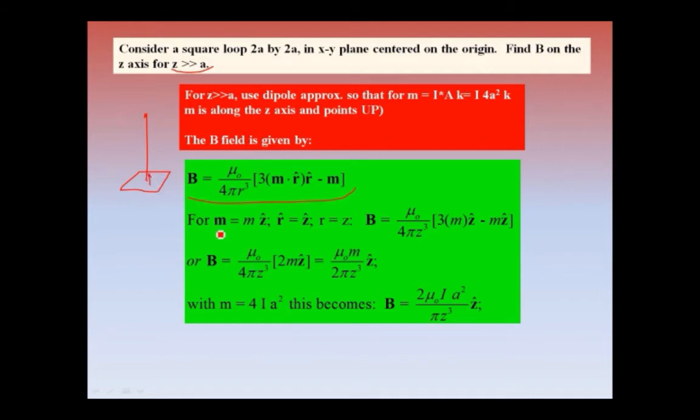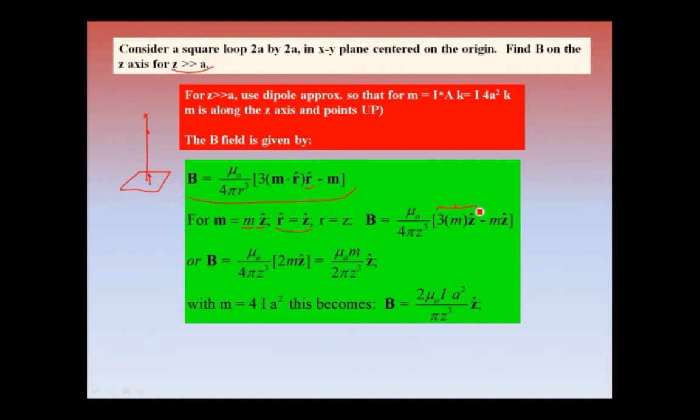Then that'll be the magnitude of m times z hat. R hat is the unit vector pointing towards the field point, so that'll be z hat, because the point we're interested in is up here on the z-axis. So then we can substitute these in for B, and if you look at m dot r hat, it's going to be m z hat dot z hat, and that'll give us the scalar 3m times the unit vector r hat, and that's what we have here.